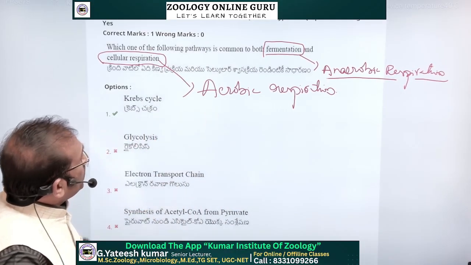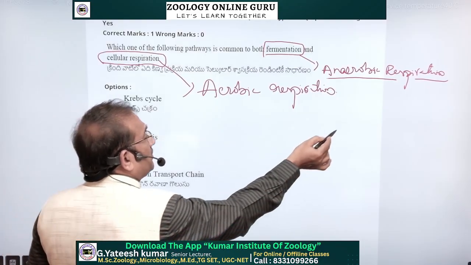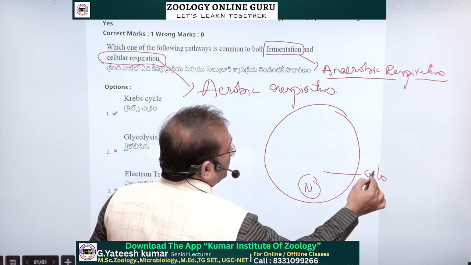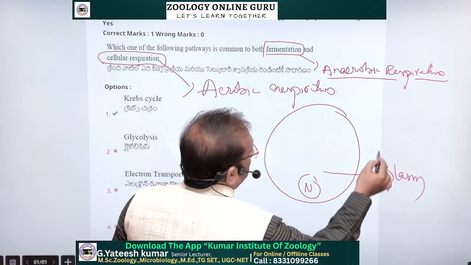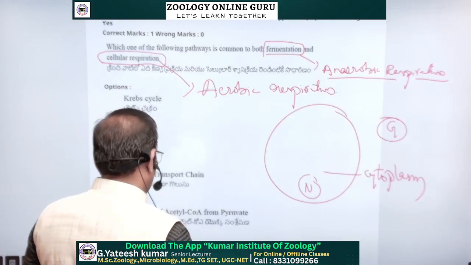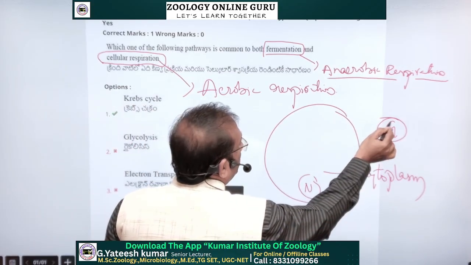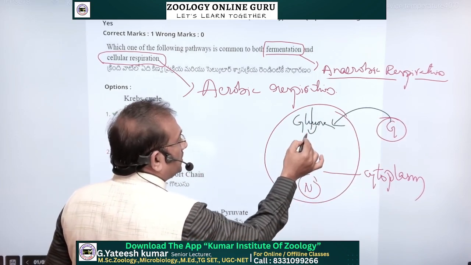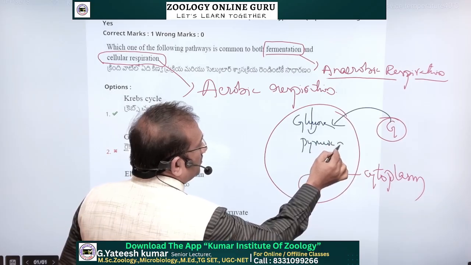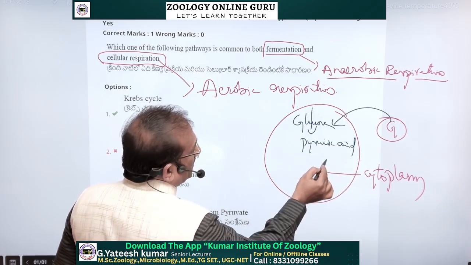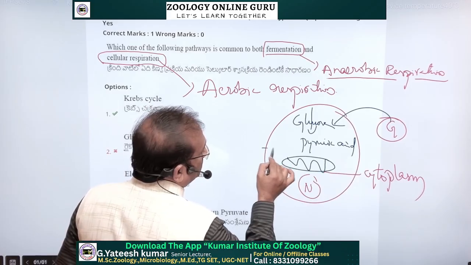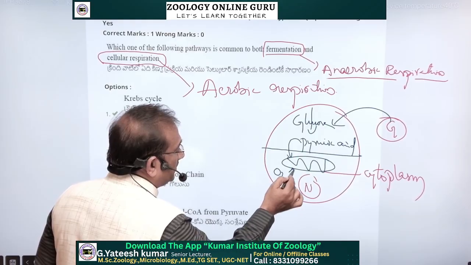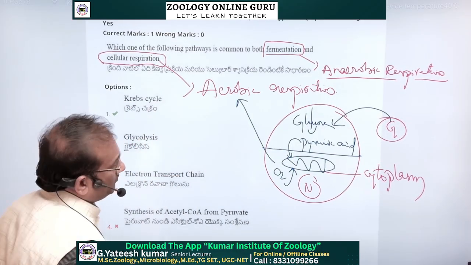Here, in aerobic respiration and anaerobic respiration, whatever it may be, in both respirations, this is the nucleus, this is the cytoplasm. Glucose enters from the blood into the cytoplasm. Glucose breaks into pyruvic acid, and this pyruvic acid enters into the mitochondria. If it enters the mitochondria and oxygen is utilized, that is known as aerobic respiration.